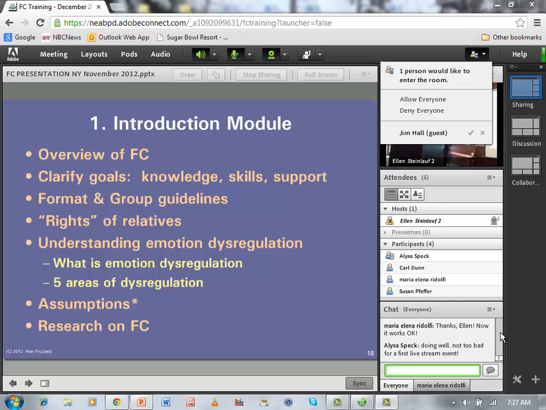Then we talk about orienting to emotions and emotion dysregulation, which I'll move on to in a second. We'll talk a lot about that here: understanding emotion dysregulation, some assumptions that we make about families, and summarizing the research. So that's what we're trying to do in this first module, which is typically not that long.